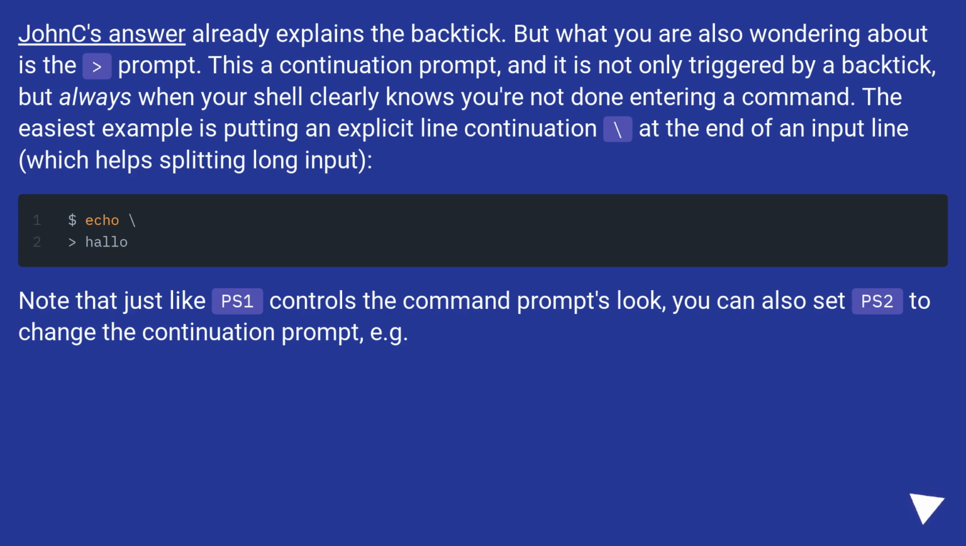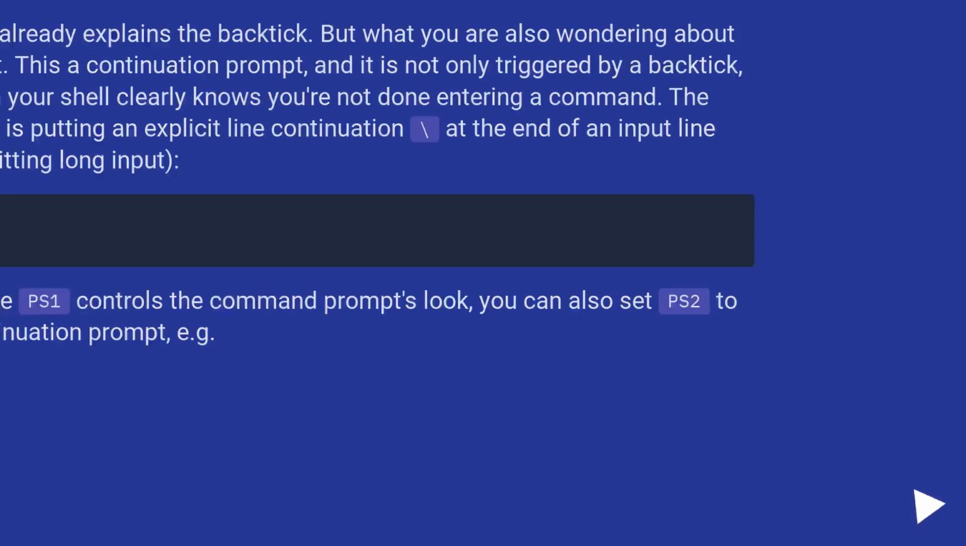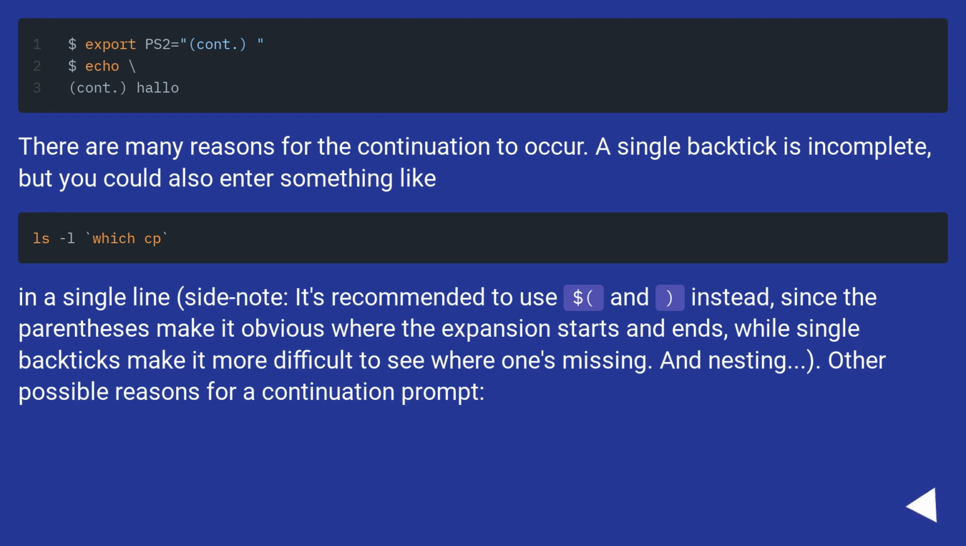Note that just like PS1 controls the command prompt's look, you can also set PS2 to change the continuation prompt. For example, there are many reasons for the continuation to occur. A single backtick is incomplete, but you could also enter something like this in a single line. Side note, it's recommended to use $() instead, since the parentheses make it obvious where the expansion starts and ends, while single backticks make it more difficult to see where one's missing.